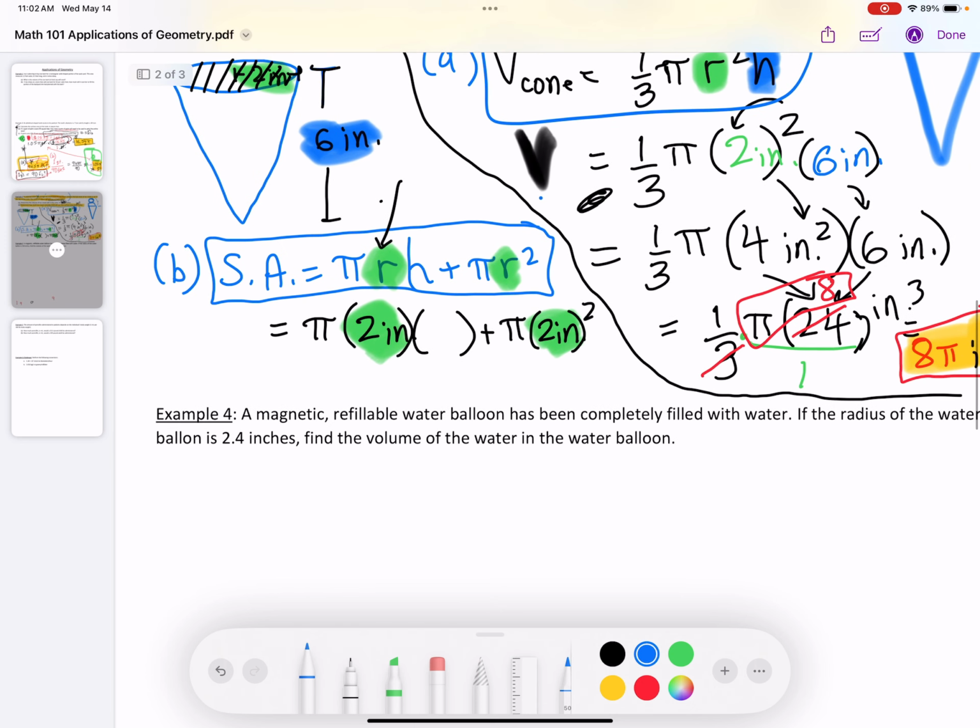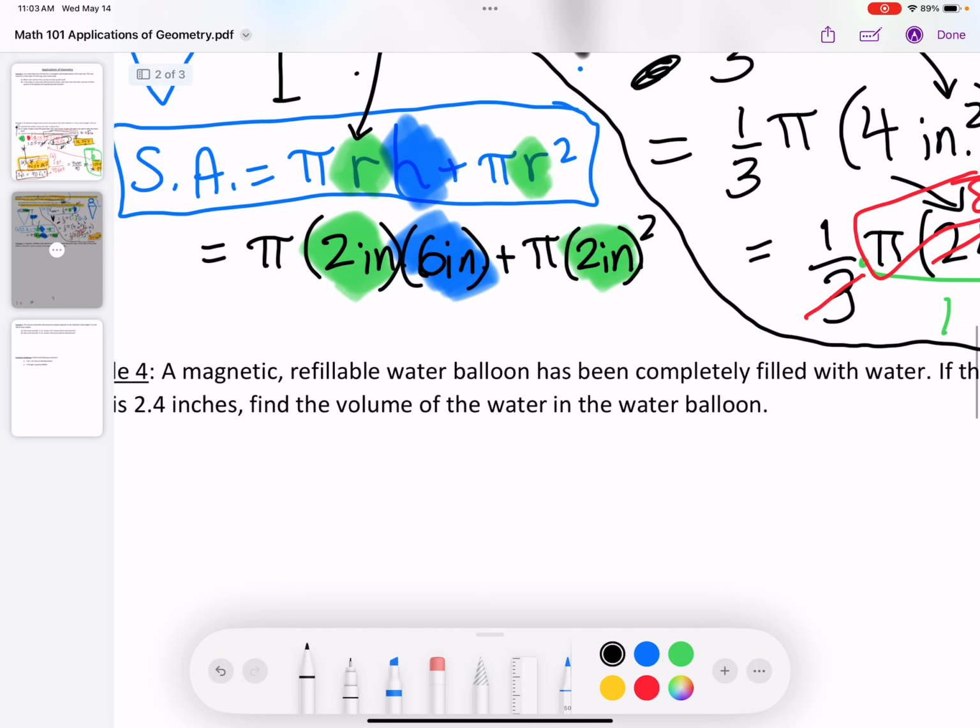And then the height, let's see, was 6 inches. That's going to go in only one spot. There's only one place to put h in this formula. So I'll put 6 inches there, and then that'll be all done. What do we got here? I guess I could multiply these together. 6 times 2 is 12. Pi is still in the mix. And then it's inches times inches, so it'll be square inches.